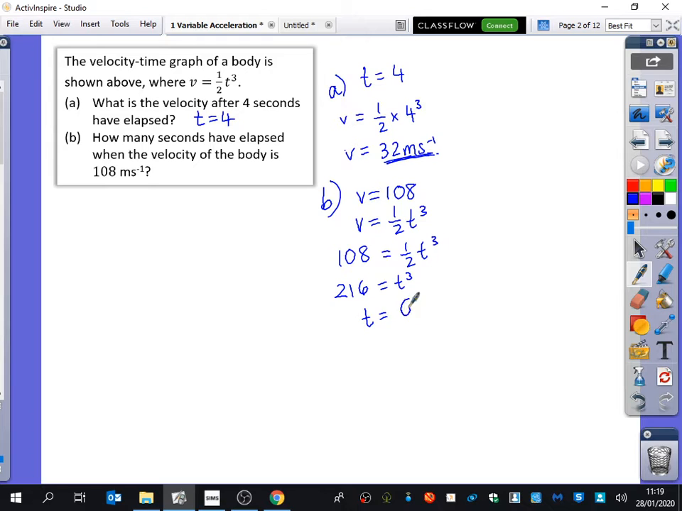Six. So t is equal to 6. I only know a few cube numbers. I should know all of them. But I know 7, so I thought, oh, 7 is 243. No, 343. So I knew it had to be somewhere smaller than that. I was just guessing, really. Could have thought about it.